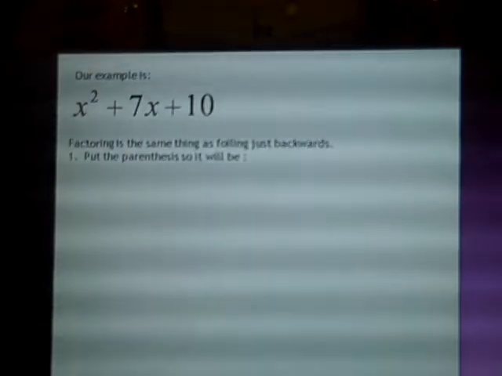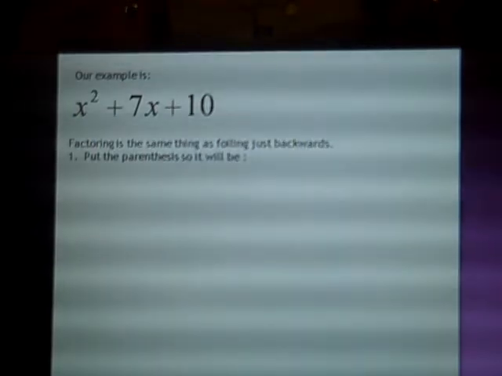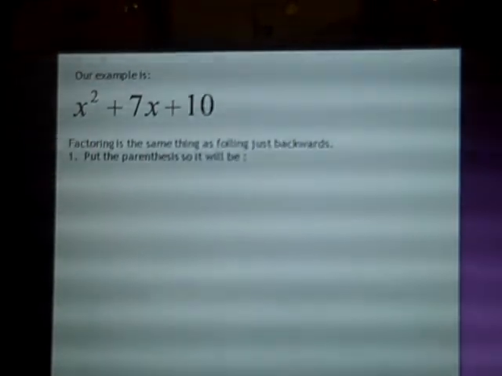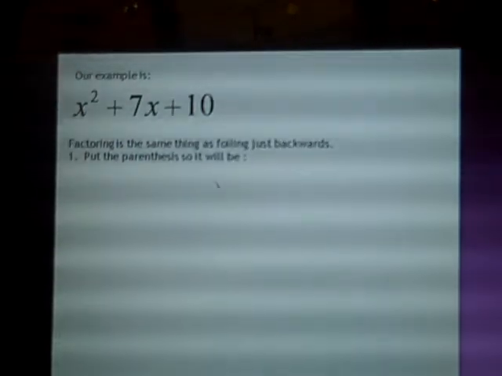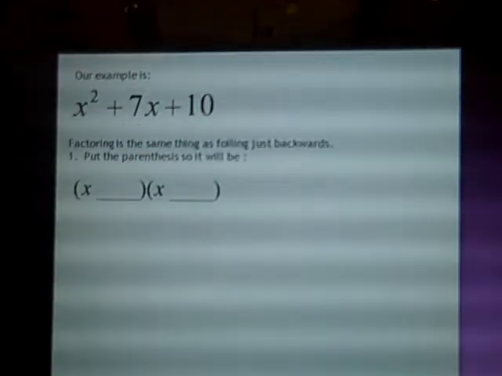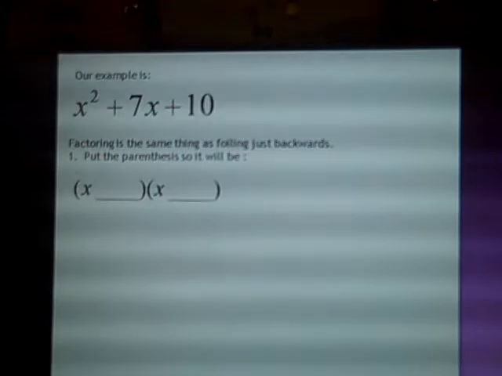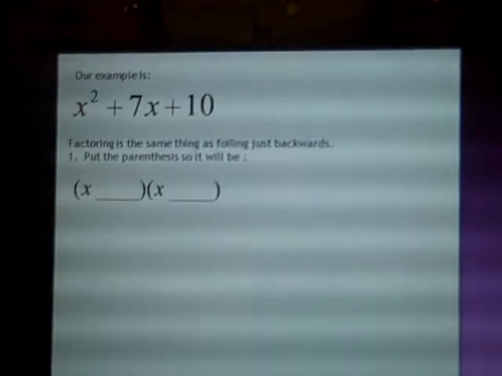Factoring is the same thing as foiling, just backwards. So first you put parentheses, so it will be x blank times x blank. So you separate the squared and put x and x, because x and x is x squared.